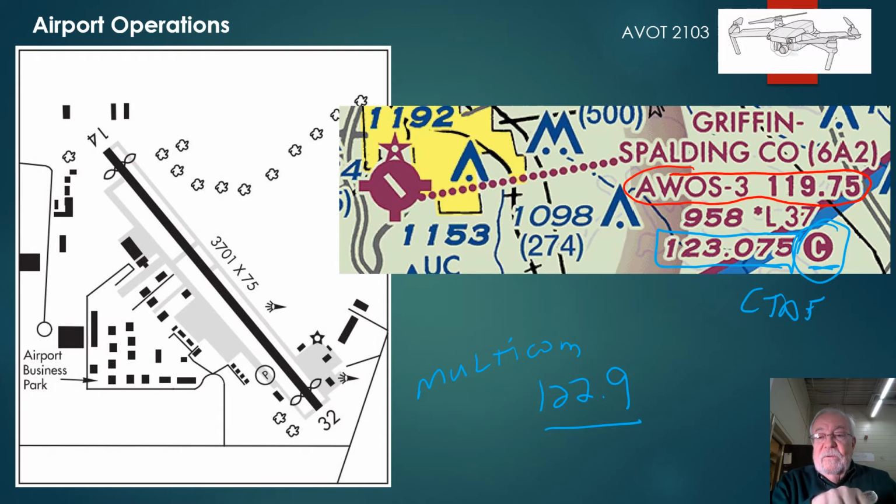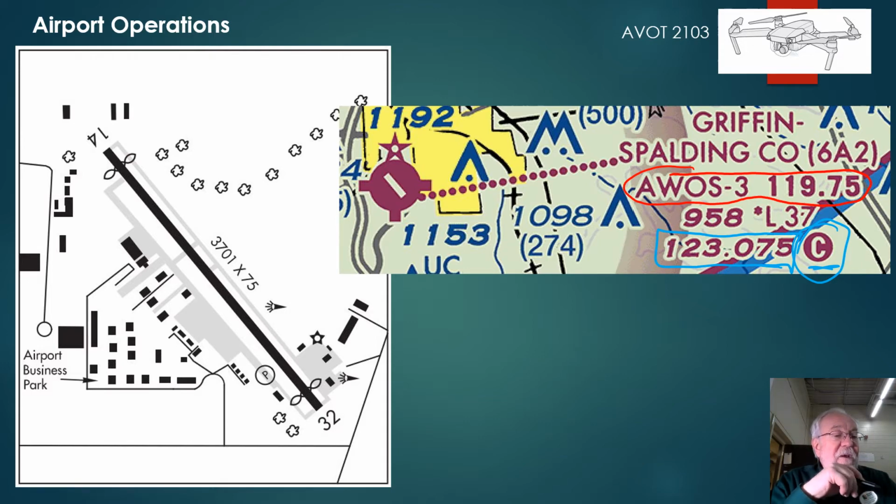So if there's not a published frequency, or if two airplanes want to talk to each other, they both tune into 122.9 and they can talk to each other. So if the airport doesn't have a CTAF frequency listed, they use 122.9. That's an FYI. There will be questions on that though. But he's got the weather. He tunes himself into the CTAF frequency.